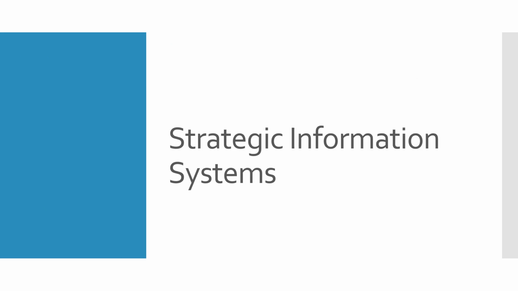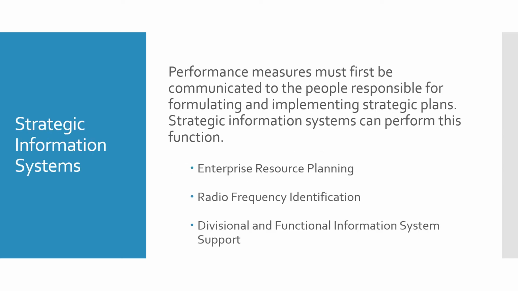Next, we shall be looking at the strategic information systems, which is the second part. Strategic information systems. Before performance measures can have any impact on strategic management, they must first be communicated to the people responsible for formulating and implementing strategic plans. Strategic information systems can perform this function very well. They can be computer-based or manual. They can be formal or informal. So we have enterprise resource planning, we have radio frequency identification, and we have divisional and functional information system support.